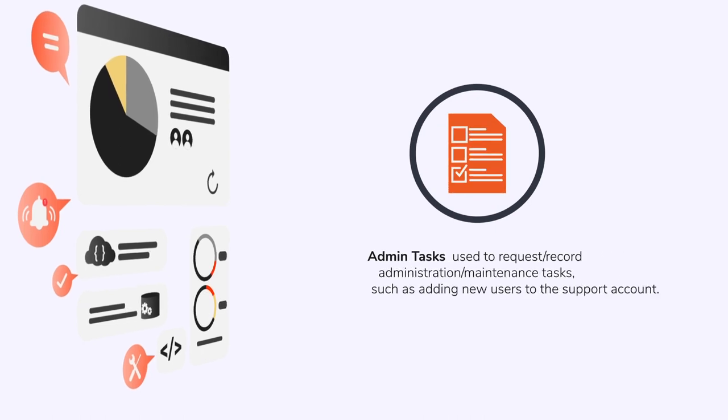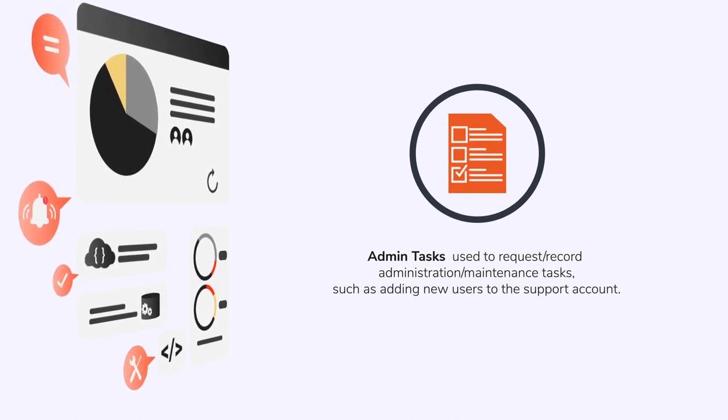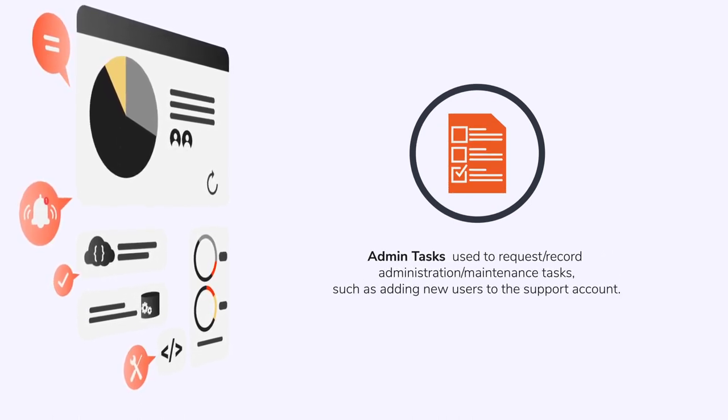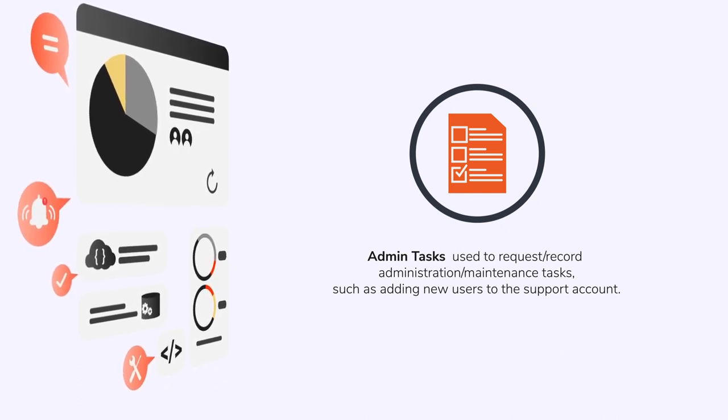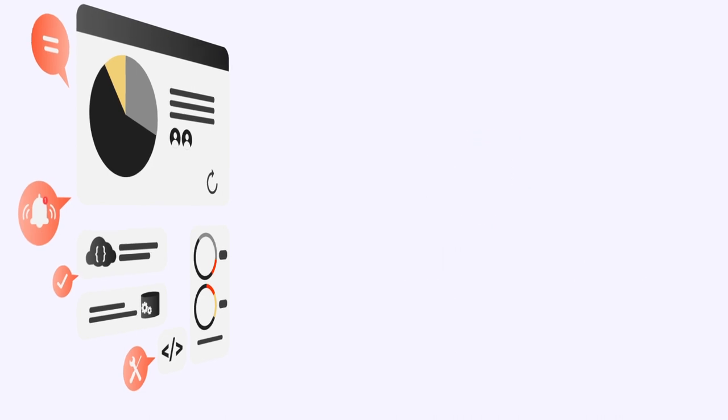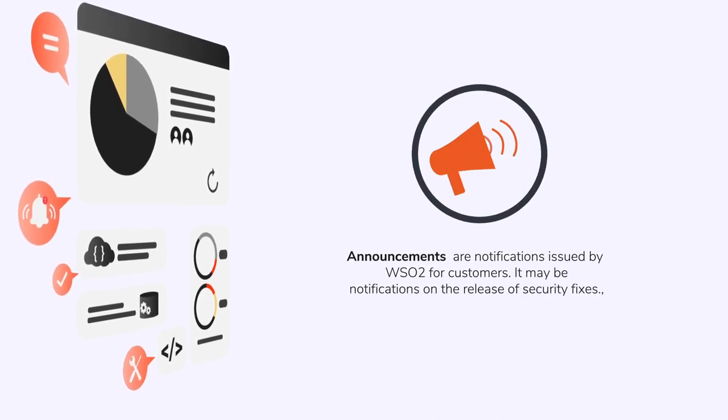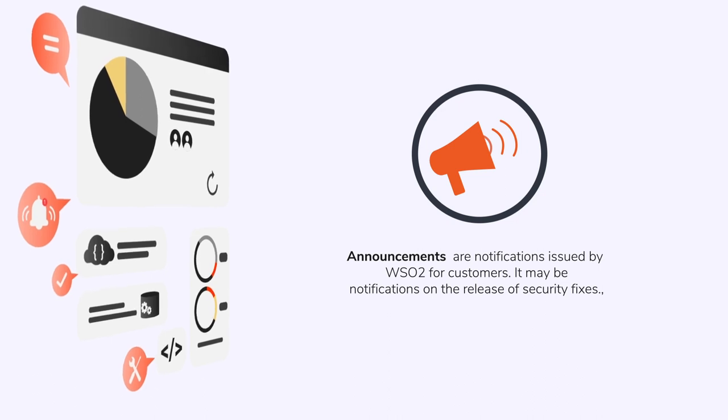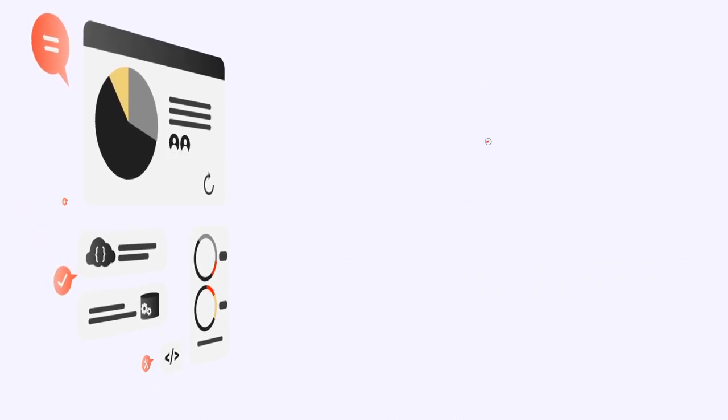Admin tasks are used to request record administration and maintenance tasks, such as adding new users to the support account. For example, a customer may create an admin task to add new users to the support account. Announcements are notifications issued by WSO2 for customers. It may be notifications on the release of security fixes.